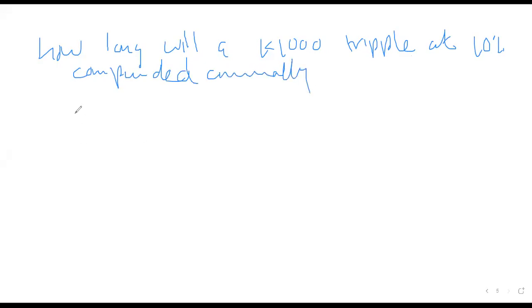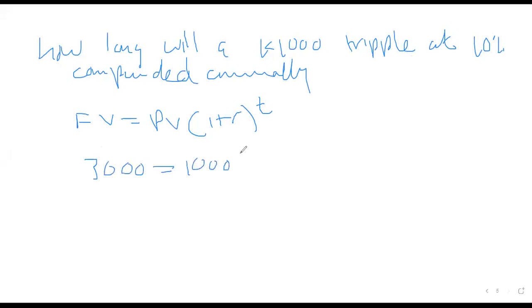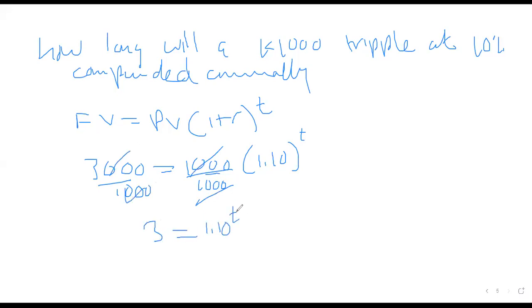So we're going to say future value is equal to present value times 1 plus R. So to triple is multiplied by 3. So meaning if our present value is 1,000, our future value definitely should be 3,000. Our interest rate has been given as 10%, and the time we don't know. So we divide both sides first by 1,000 kwacha so that we get rid of this. So we're going to have 3 is equal to 1.10 to the power time.